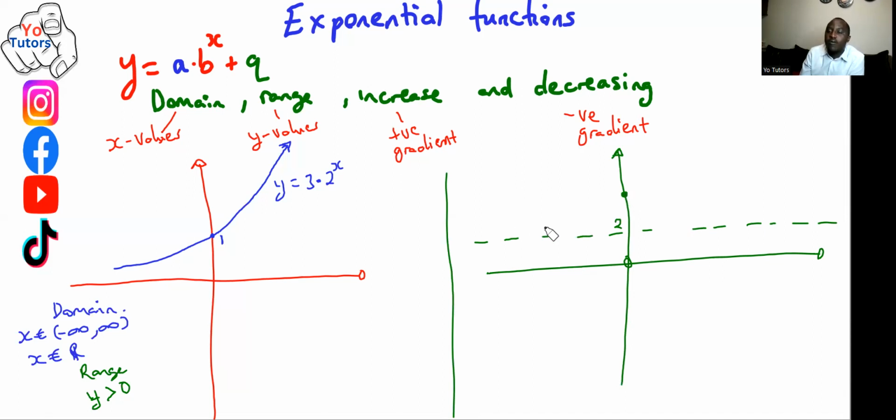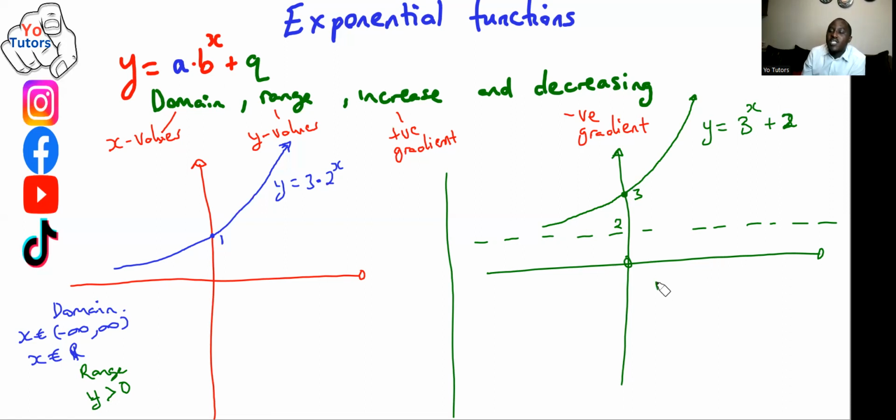So let's just draw our normal graph there going up. That graph is y equals 3 to the power x, plus 3. Now we are now having a plus 2, sorry, plus 2. It means that we now have a new asymptote, which is 2.